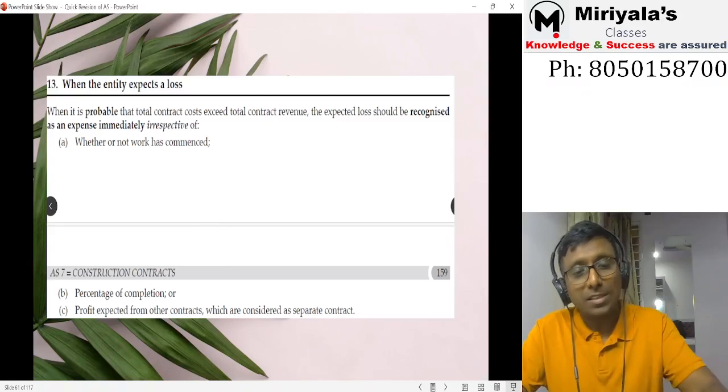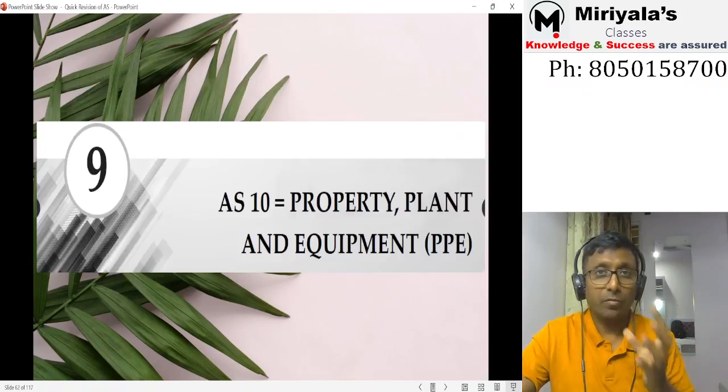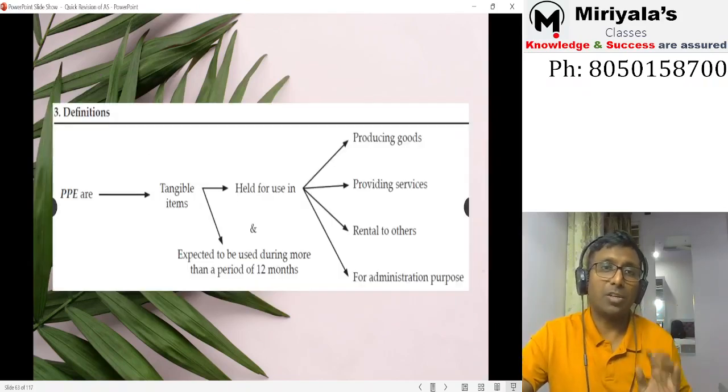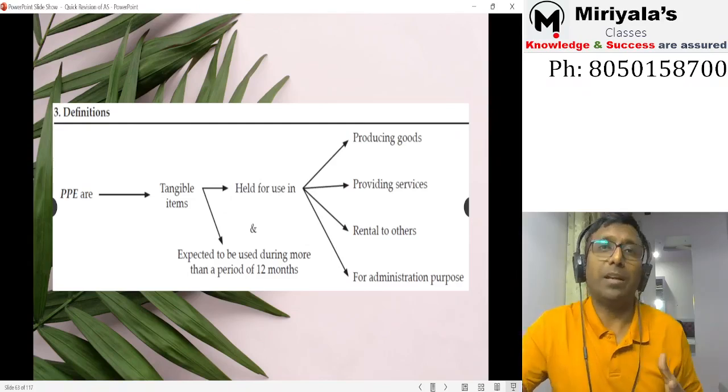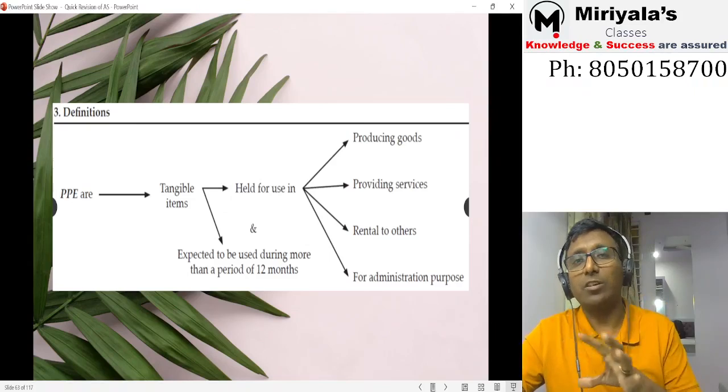accounting standard 7. Okay, let us start accounting standard 10, which is a big standard, property, plant and equipment. That is PPE short form. Correct. Now, what is property, plant and equipment? Property, plant and equipment are tangible items which are held for what?